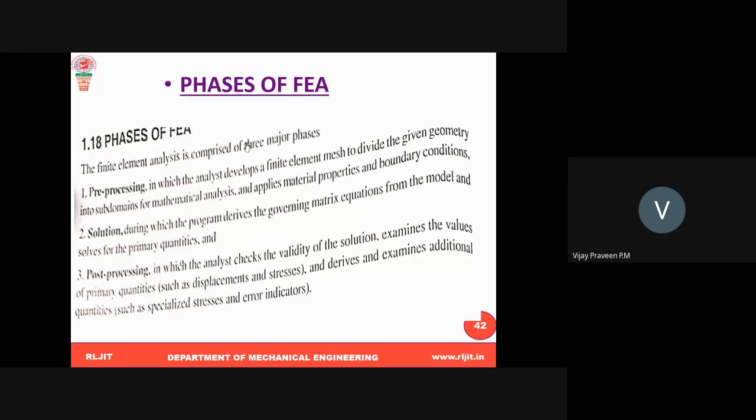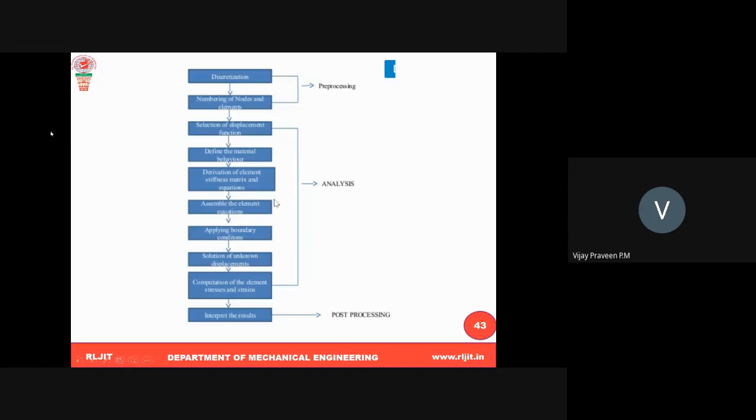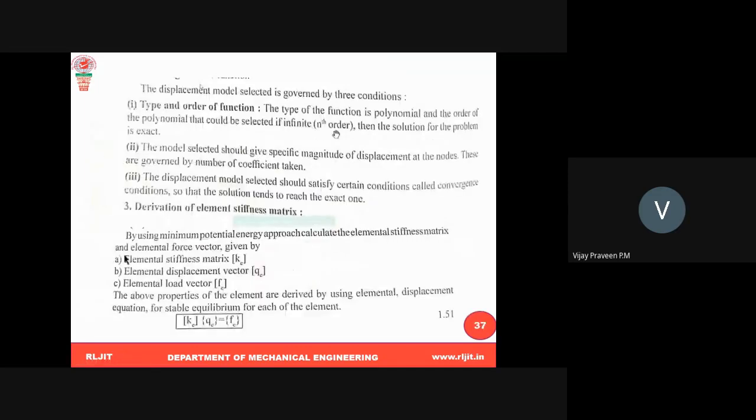Usually when you solve with software, like what we covered in the steps involved in FEA, the first step and second step are taken care of by the pre-processing stage.